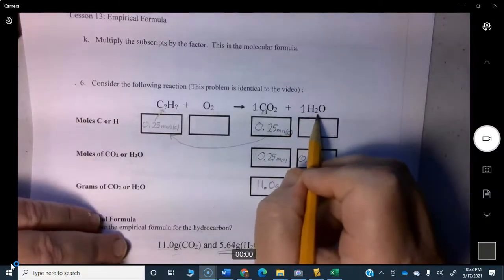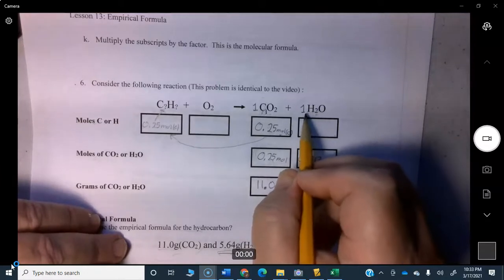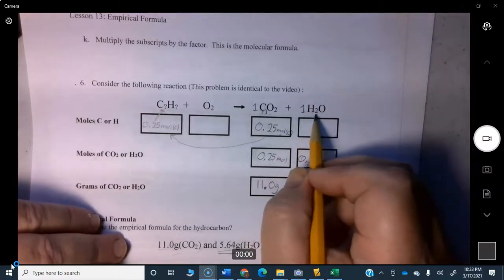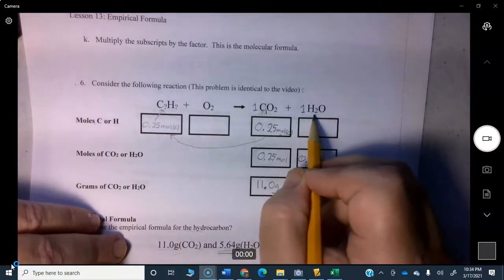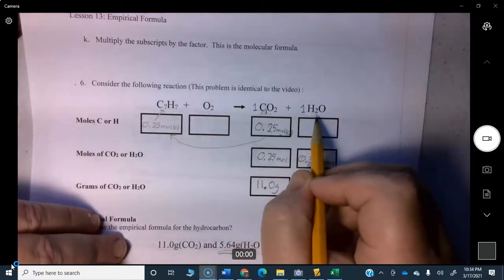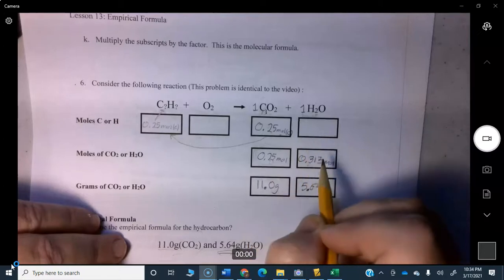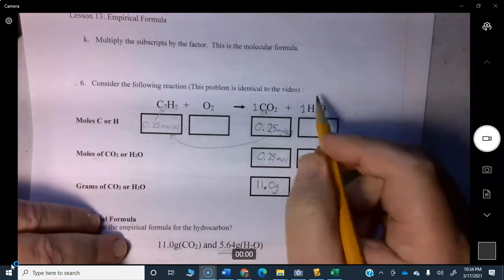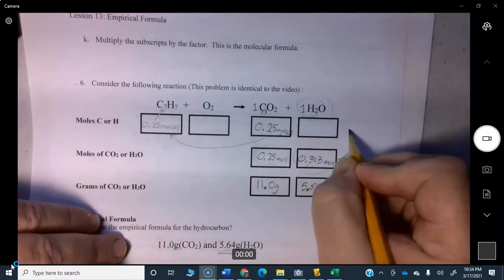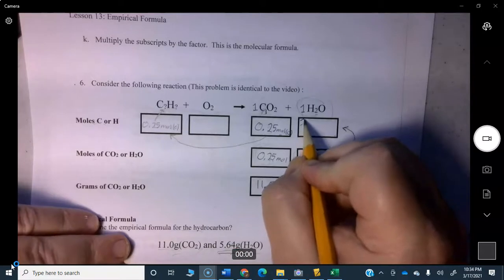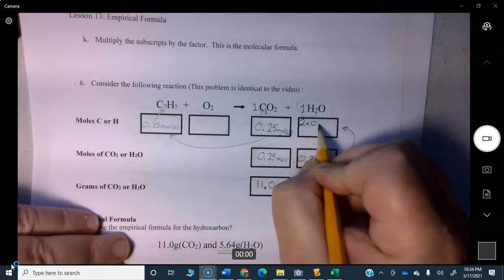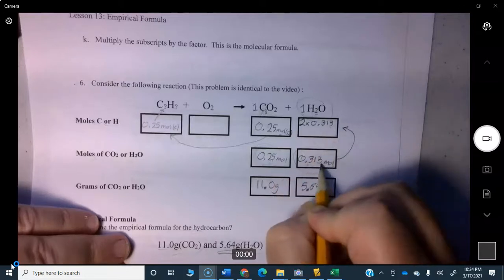Okay, again, I use the bicycle wheels example. You need 2 bicycle wheels for every 1 bicycle you're going to make. If you want to make 100 bicycles, you need 200 bicycle wheels. If you want to make 1,000 bicycles, you need 2,000 bicycle wheels. You need twice as many of these as you have of these. So we need this. This is the number of moles of H2O. So if we want to know the moles of hydrogen, which is what this row is asking us for, it's going to be 2 times 0.313, that number right there.